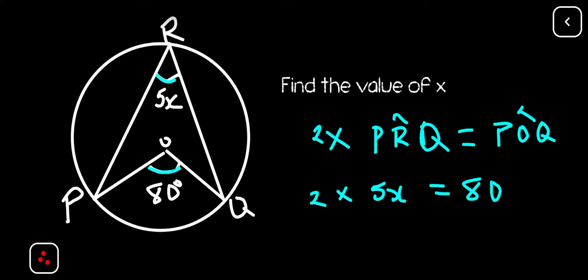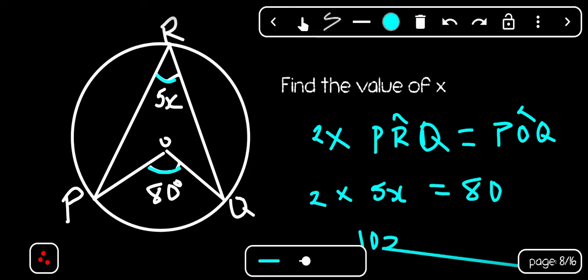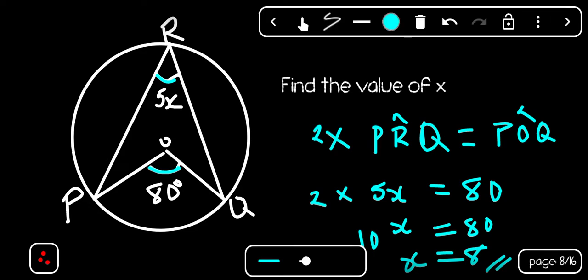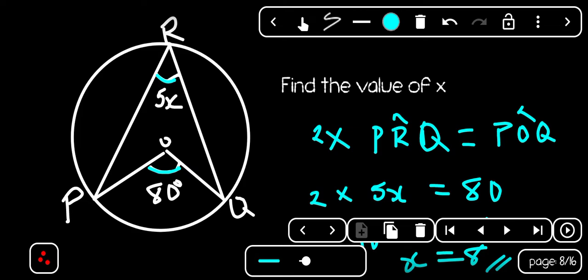Okay, so with this now we can actually find x because 2 times 5x is 10x. That's 10x, which is equal to 80. And now, if you divide both sides by 10, you know that x is equal to 8. And that's our answer. So all you just need to do is know the theorem, and that's it. Now let's see another one.